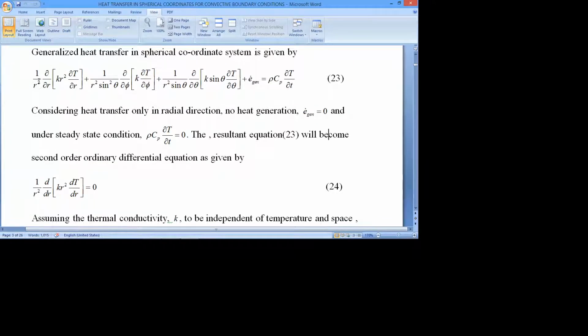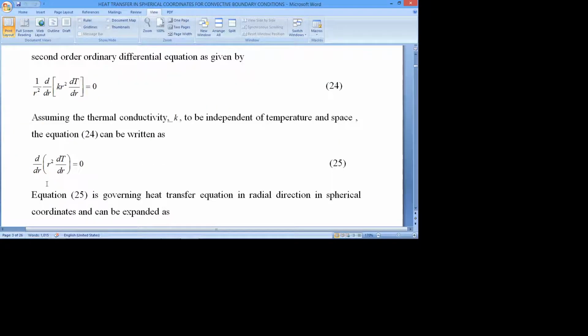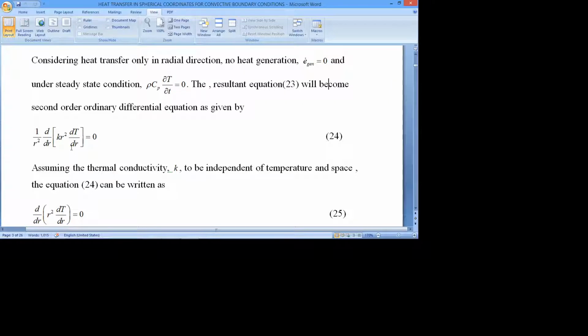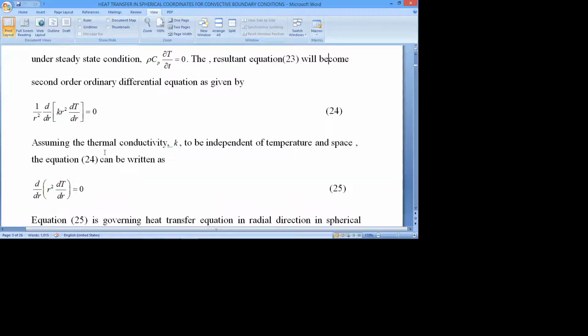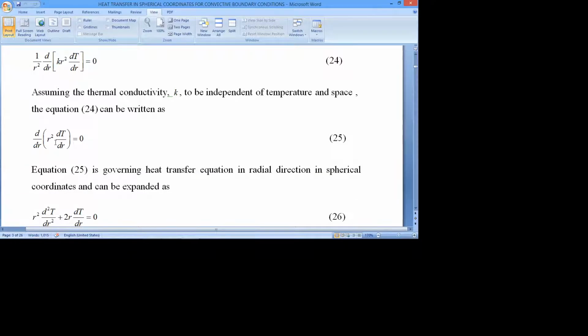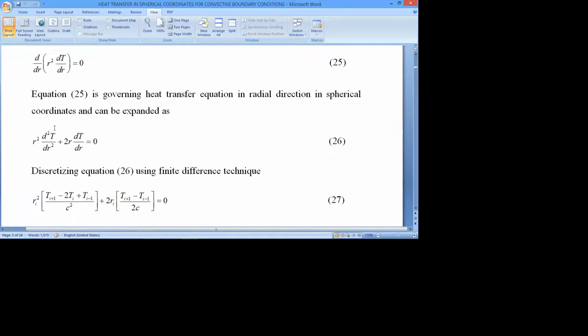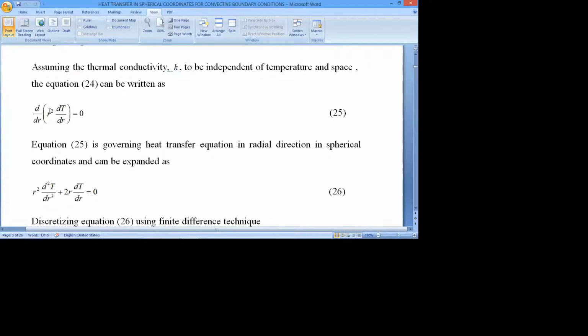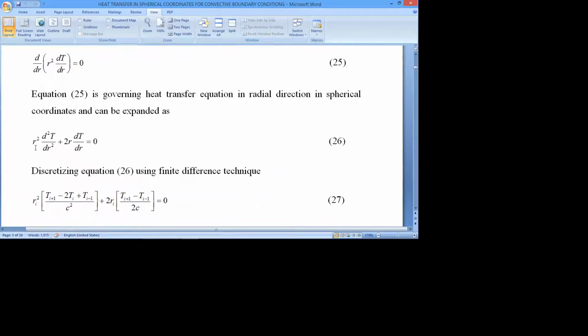Here the partial derivative is converted to a total derivative because r is the only variable now. Another constraint we are putting is that thermal conductivity is independent of temperature and space. So this equation 24 can be rewritten as: d upon dr of r square dT upon dr equal to 0. Now this needs to be solved, so it needs two boundary conditions. If we expand this, it becomes r square d square T upon dr square plus 2r dT upon dr equal to 0.